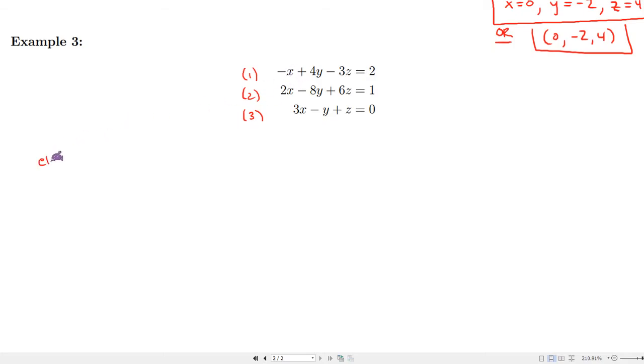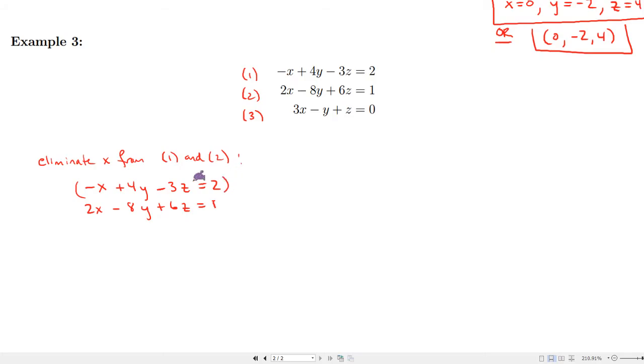So eliminate x from 1 and 2. Okay, so we have negative x plus 4y minus 3z equals 2. 2x minus 8y plus 6z is equal to 1. So what should we do? Well, if we multiply the first equation by 2, then we'll be able to eliminate the x.